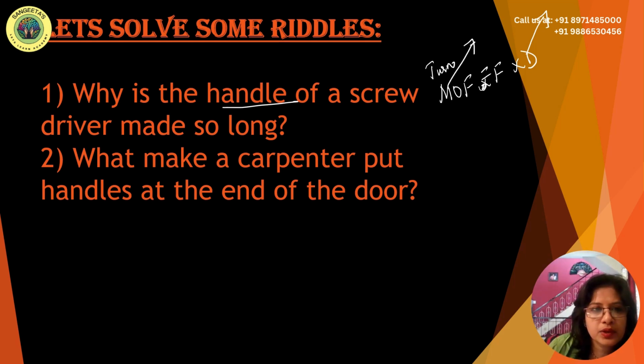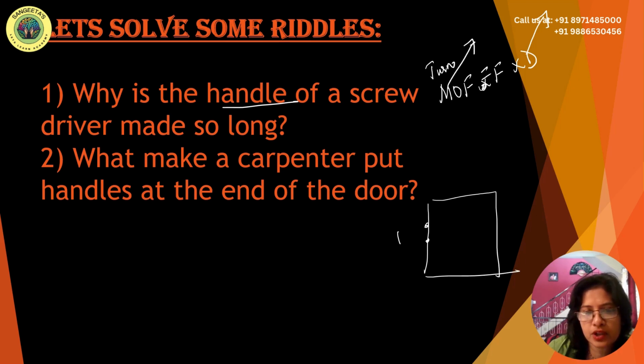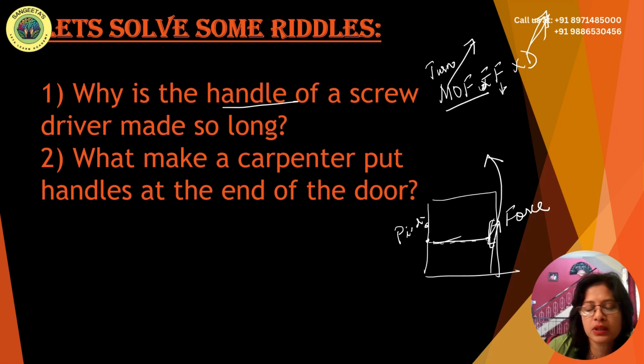What makes a carpenter put handles at the end of the door? This is the door and this is the axis of rotation, means this is a pivot, right? This is the perpendicular distance and the door handle is here. That means you are pushing it, that means the force is applied here. The more the distance from the pivot point, the more will be the turn. So with a smaller amount of force, you can have a bigger turn. If the carpenter is not knowledgeable, he will put the handle here, and when the handle is here, your distance will decrease, your turning will decrease, and for that you need to give more force.